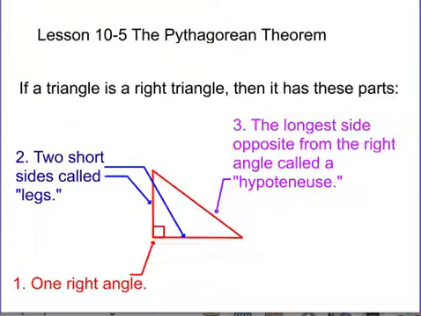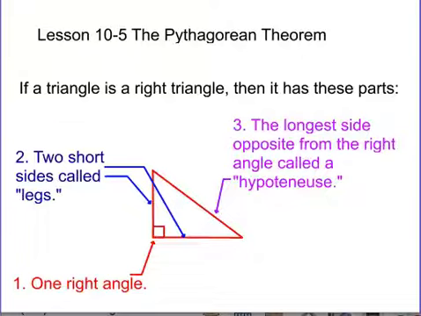Pythagoras was a guy that lived a super long time ago in Greece, and he was a great mathematician. He did a lot of stuff with geometry. And so the thing he's probably most famous for is his theorem that has to do with right triangles. So if a triangle is a right triangle, then it has these parts. These things have to be true if it is a right triangle.